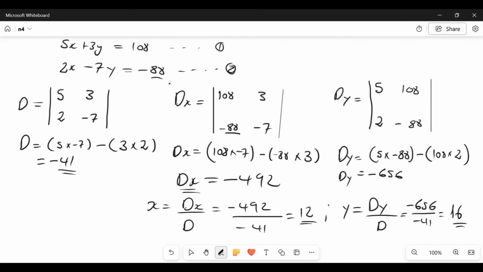So you can check whether these answers are correct or not by substituting them into this equation or that equation. So I'm going to choose the first one. We have 5x. Instead of writing x, we're going to write 12. And then we have plus 3 multiplied by y. Instead of writing y, we're going to write 16 there. If you put this on a calculator, it should give us 108. So when I do that, I'm actually getting 108. So this proves that our x is correct as 12 and our y is correct as 16.